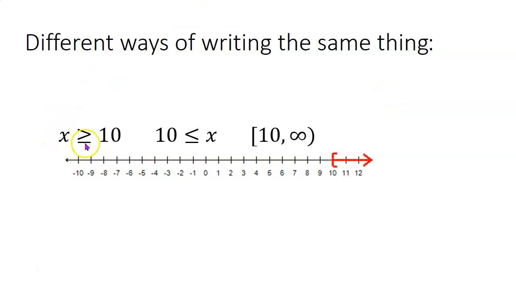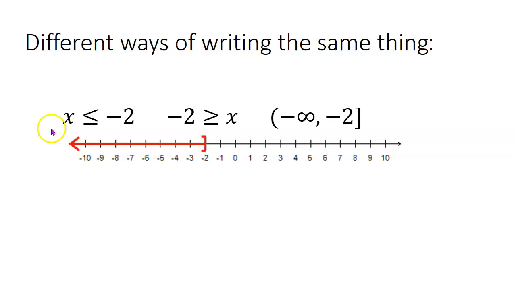X is greater than or equal to 10 means the same as 10 is less than or equal to x. So either way, those are all the numbers that are greater than or equal to 10. That includes the 10 itself, as well as all the numbers to the right of 10. To show that 10 is included, we put a square bracket on the number line. And the interval notation has a square bracket by the 10, and then a round parenthesis by the infinity. So this is everything starting with 10 and including the 10, and then going off forever to the right.